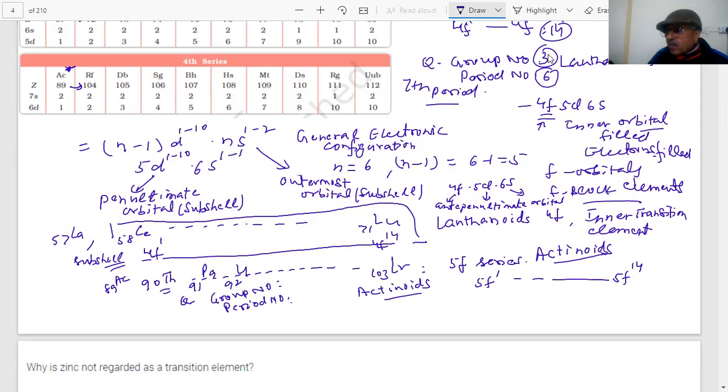You have 30 seconds to answer the question. You already know which group they are in, so what is the problem? Third. And what is the period number? Which period am I writing? Seventh period. Both the lanthanides and actinides have the same group, but lanthanides are in period 6 and actinides in period 7. This is the difference. Clear? These are the questions, students, which were asked in the paper.